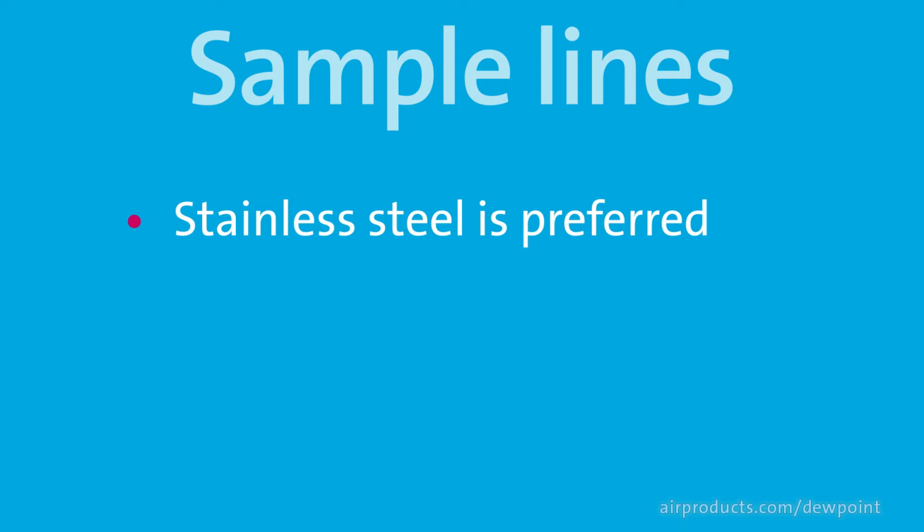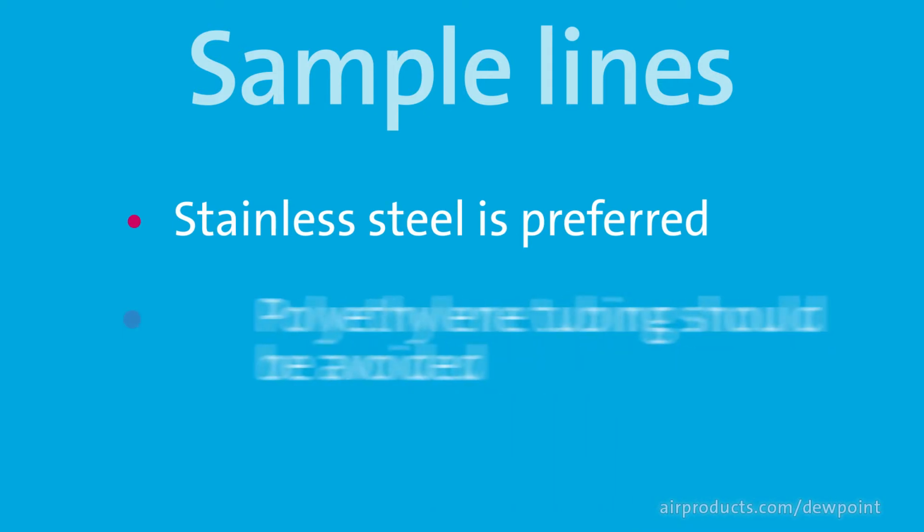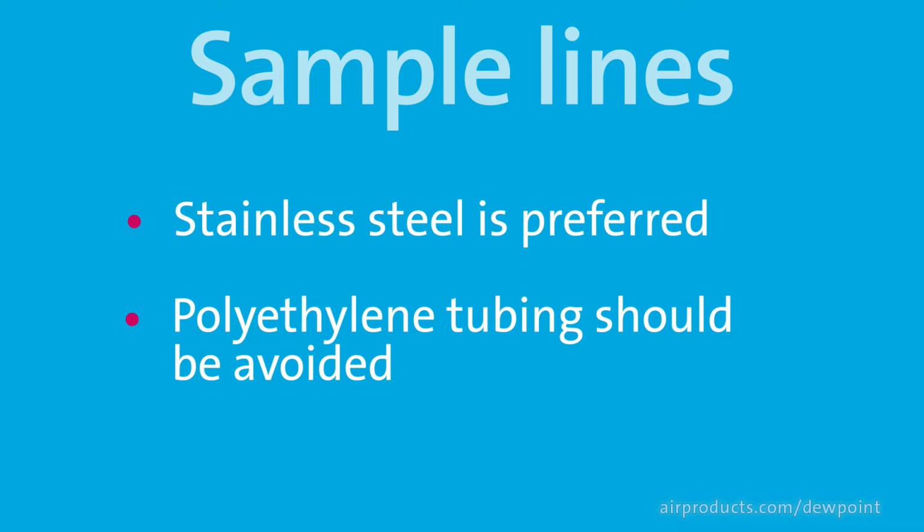Regarding sample lines, stainless steel tubing is the preferred material for these lines, especially for lower dew point processes. Passivated tubing will help promote a faster response time. Polyethylene tubing should be avoided as trace levels of moisture can actually diffuse through it and impact the measured dew point value.